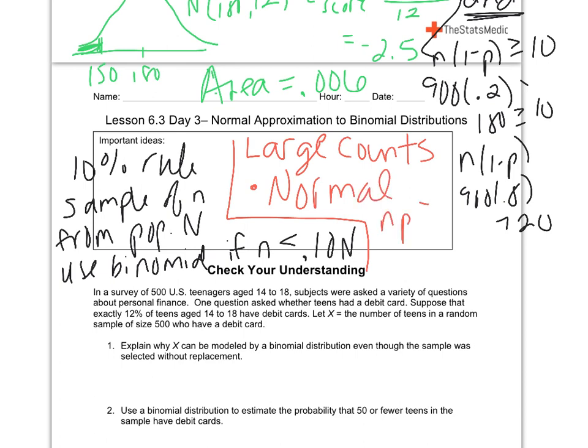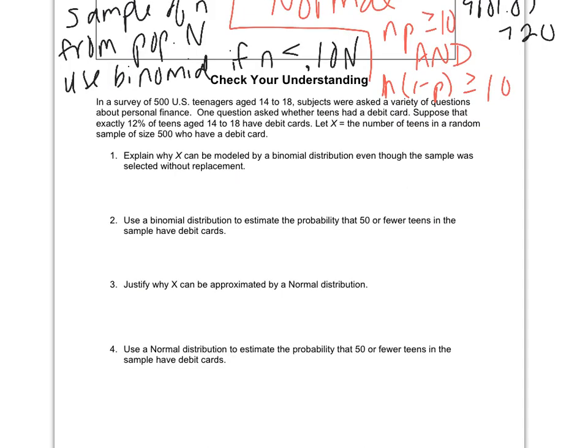Remember, that's n times p is greater than or equal to 10, and n times 1 minus p is greater than or equal to 10. So ideally, you go ahead and try the check your understanding on your own, and then you can come back and check your answer.